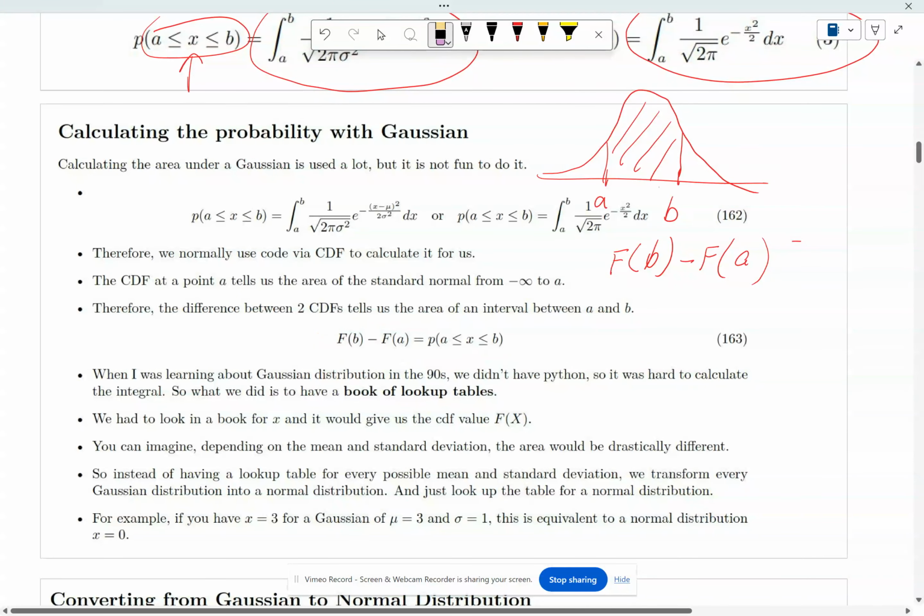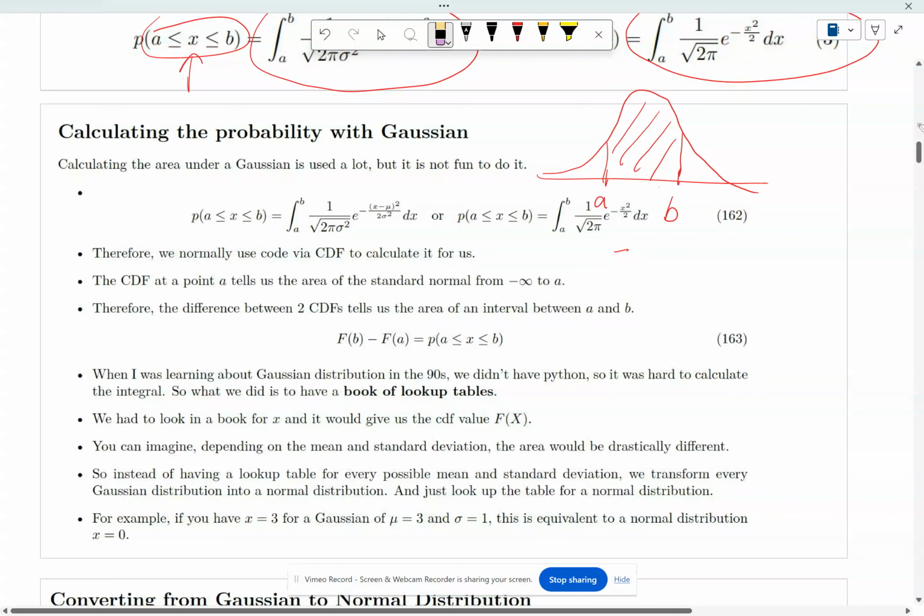Now, a long time ago, when I was learning about Gaussian distribution, which was in the 90s, back then we didn't really have Python, and it was really, really hard to calculate the integral. So the way I was taught was that we have these lookup tables in a book. So we would go to the book and look up the value B, and then it would give us the integral. And then look up the value A, right? And then we have to do the subtraction. So historically, we just didn't have Python and had to do this.